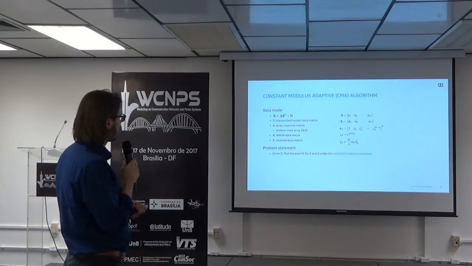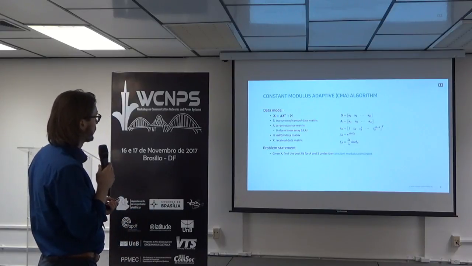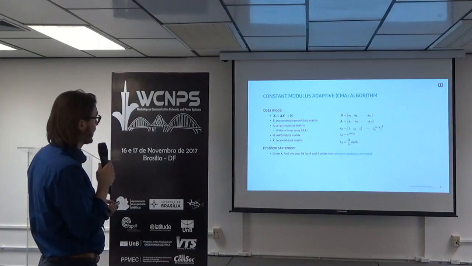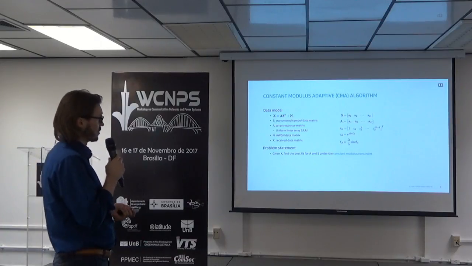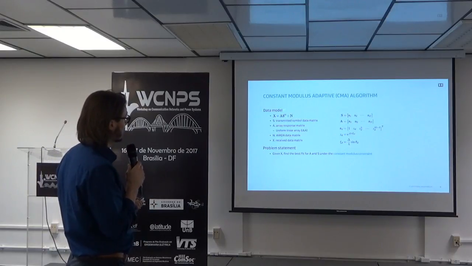So what we want to achieve is that when we receive X, we try to factorize X, or to find these factors A and S, under the constant modulus constraint. So if we assume that S has constant modulus, we try to find A and S that approximate our observation X.